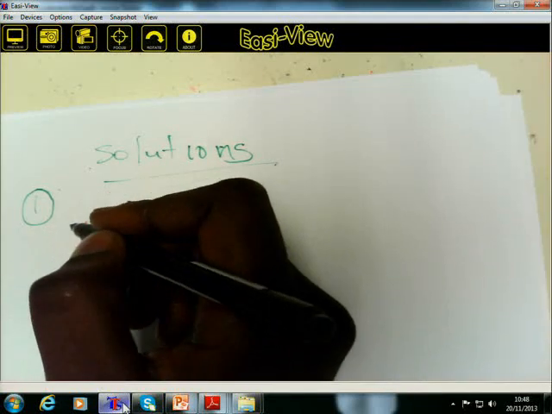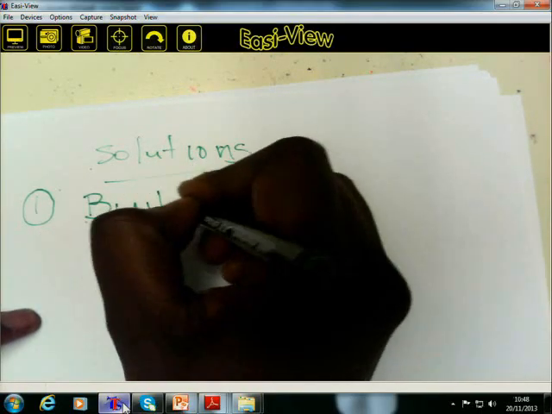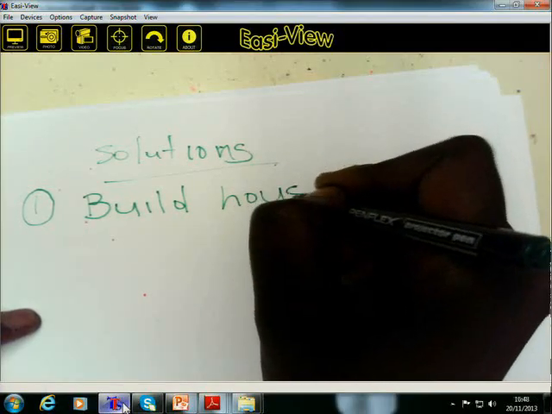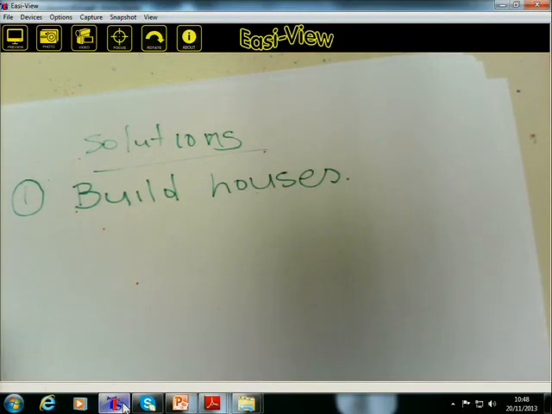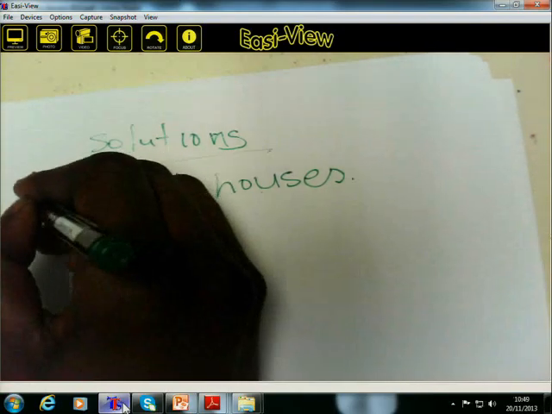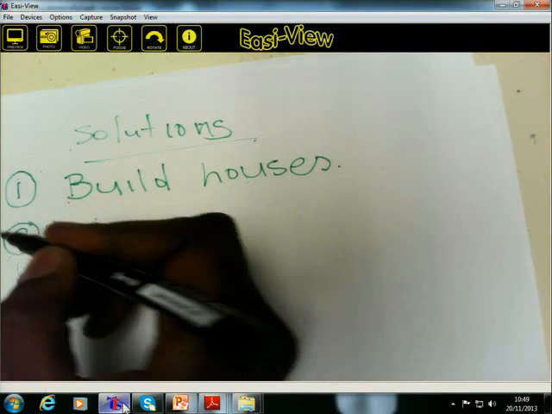I'd say solution number one to solve problems in informal settlements: let's build houses for people in informal settlements. And it's happening, guys. Have you seen the RDP houses? Those houses were erected in areas where there were informal settlements. So do you see, it's solution number one to curb one of the problems in informal settlements.